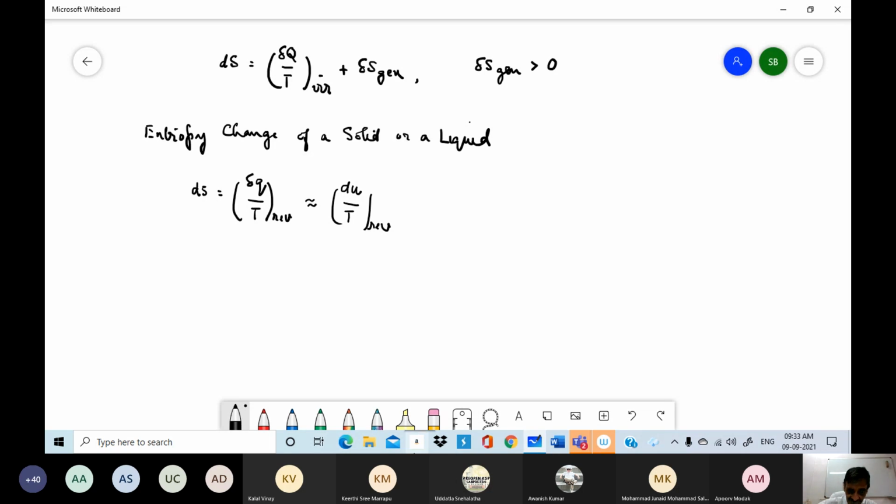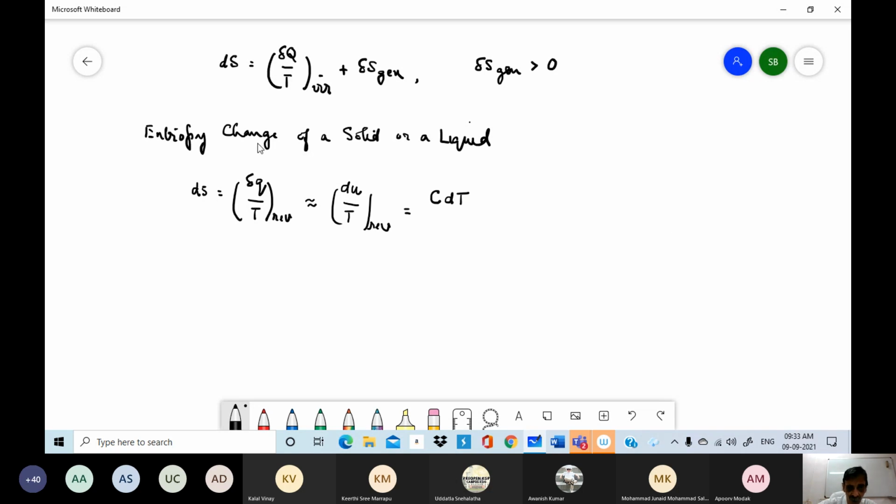Now, since it's a reversible process, the temperature at which the Q is being transferred must be the temperature of the solid or the liquid itself, so that the heat transfer is occurring in a reversible manner. So the du would be C dT.